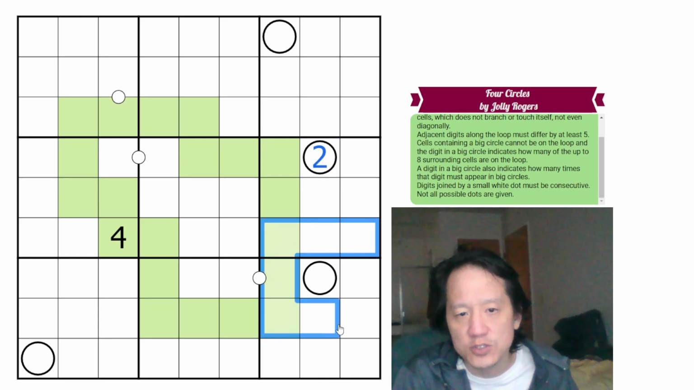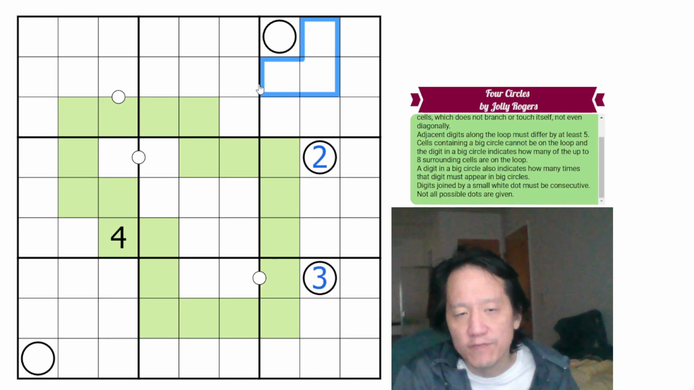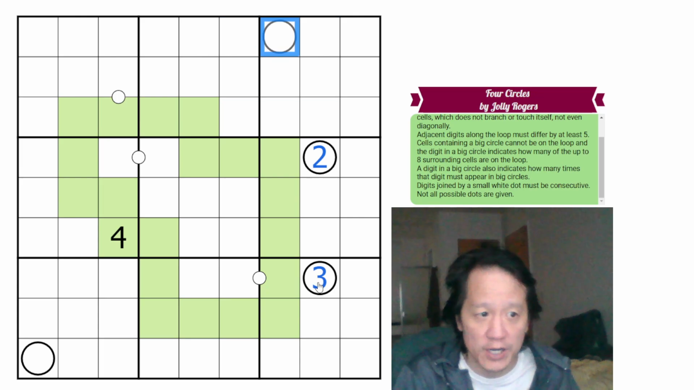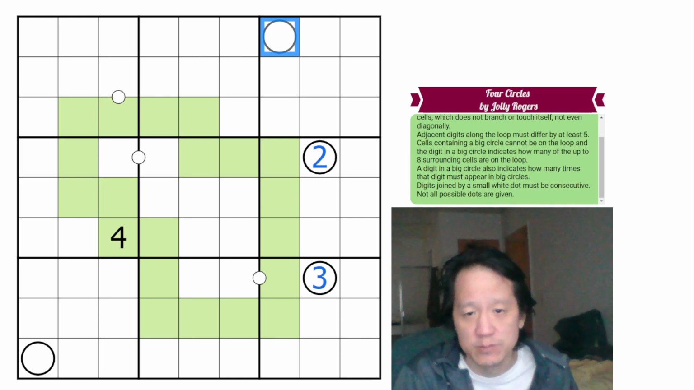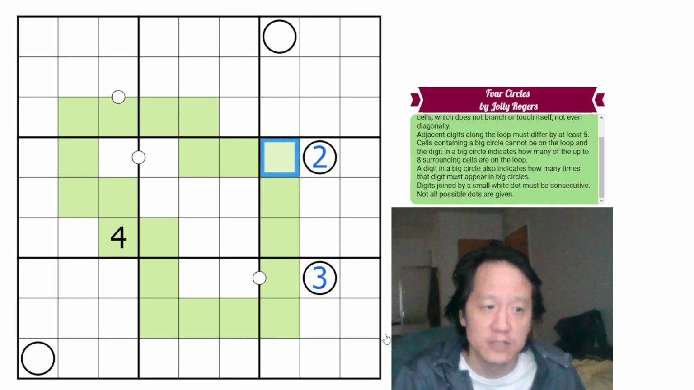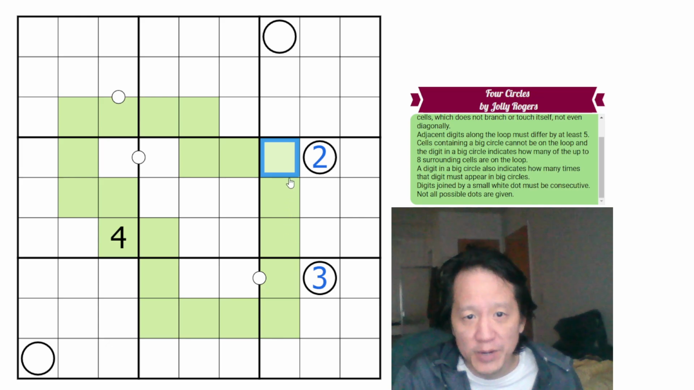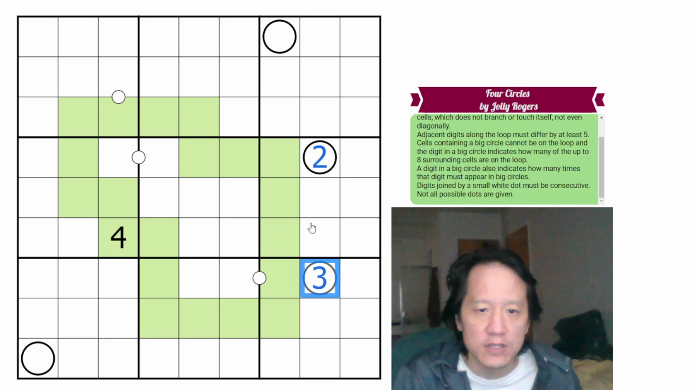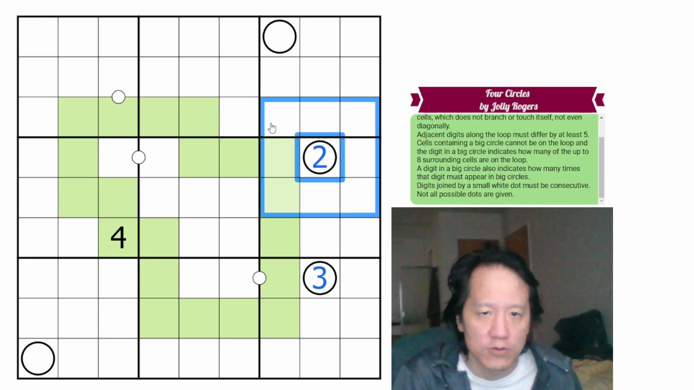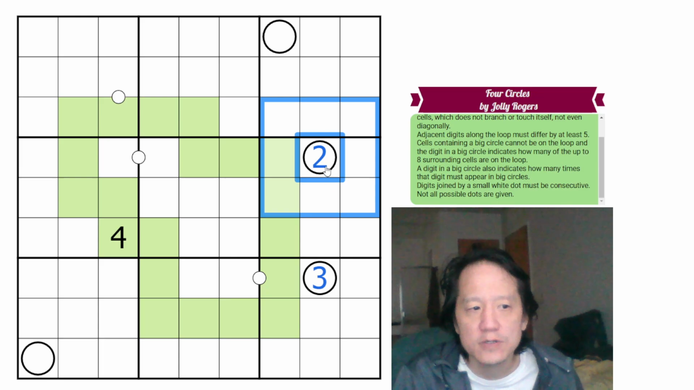Of these 8 surrounding cells, there's only 3 on the loop. And of these surrounding cells, which is only 5, there's 0 right now. So therefore this would be 0, but that's not possible. So therefore this loop does not actually work. But you can see from the example how to count so that you know what the digit is.